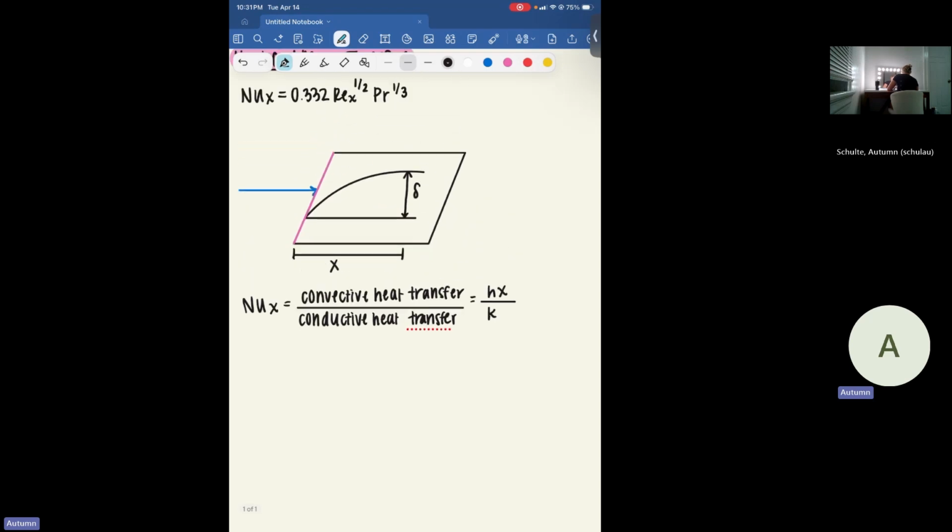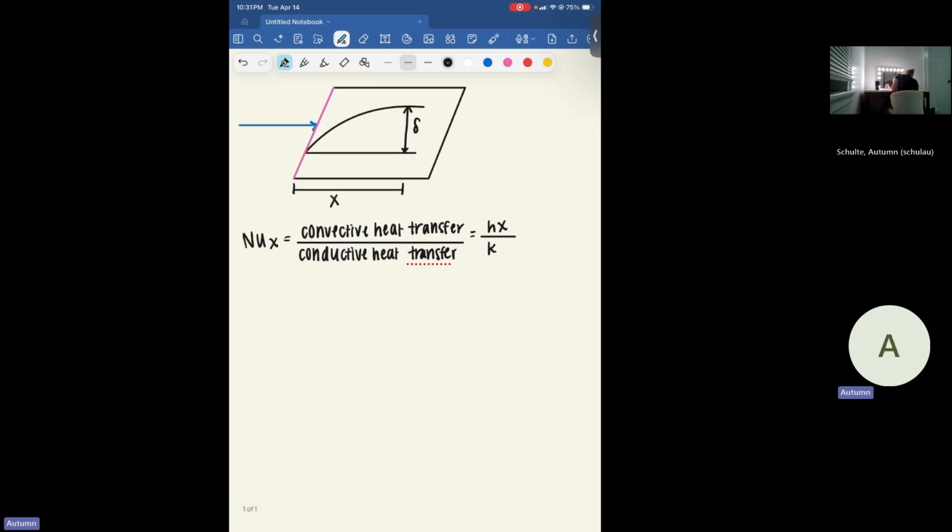So let's start expanding on our other terms, such as our Reynolds and our Prandtl number. So our Reynolds number, if you remember from Transport 1, is going to be the density multiplied by the velocity of a fluid multiplied by the length, and in this case that is the x direction, so multiplied by x, divided by a viscosity mu.